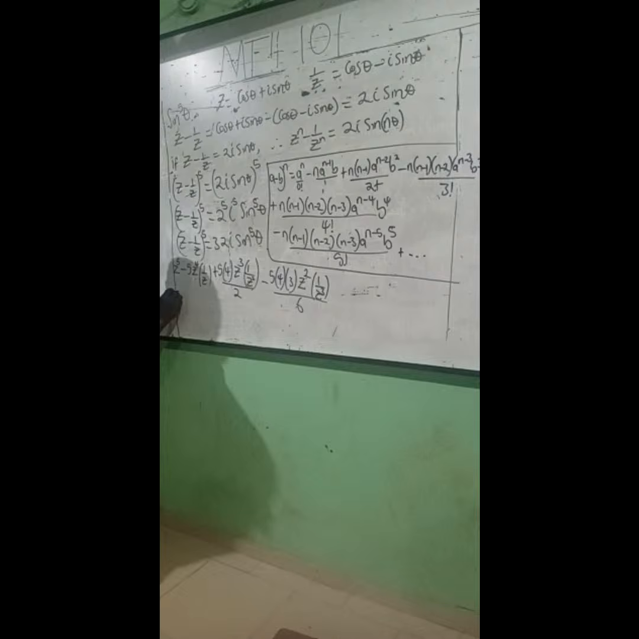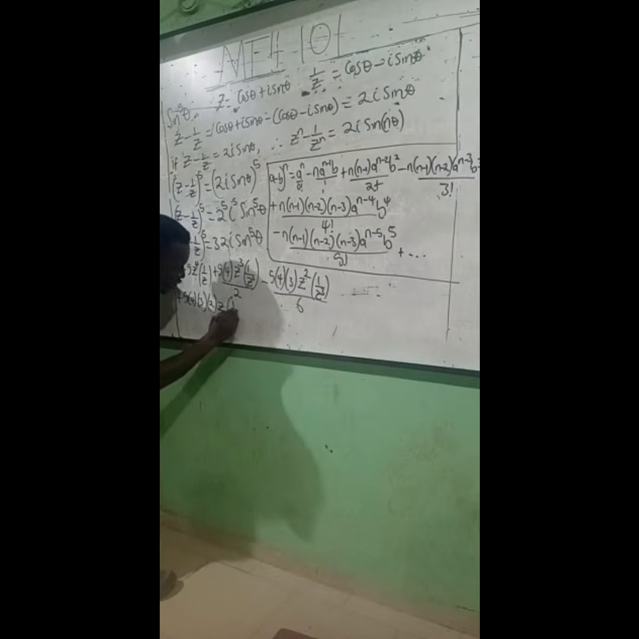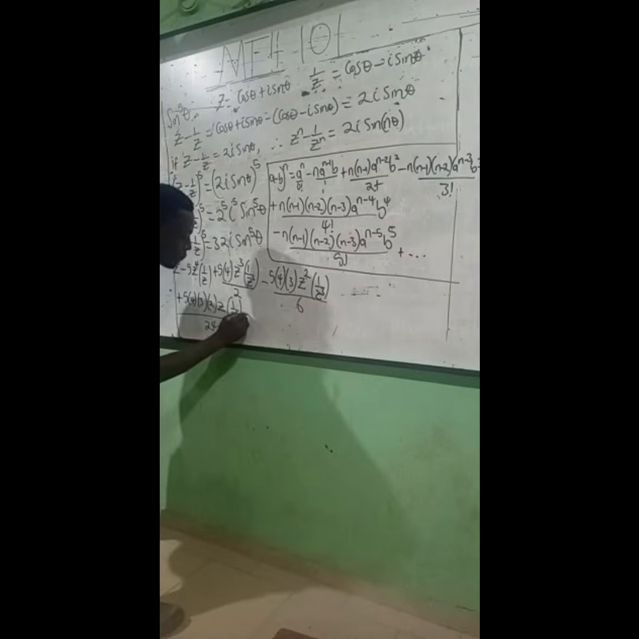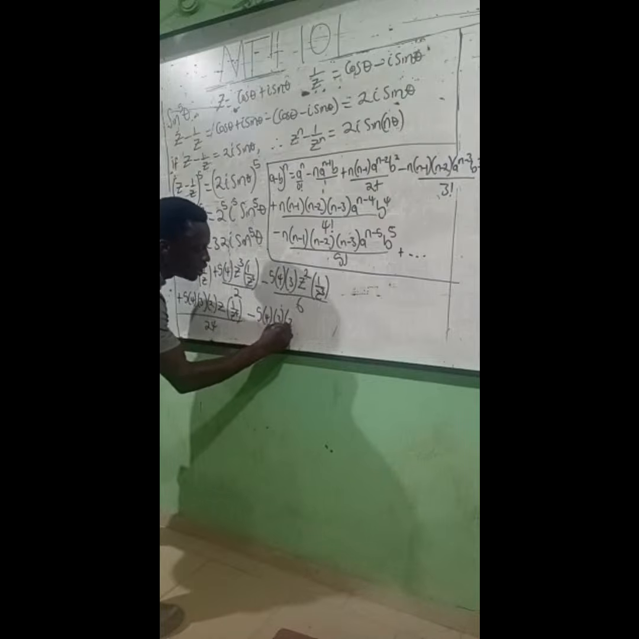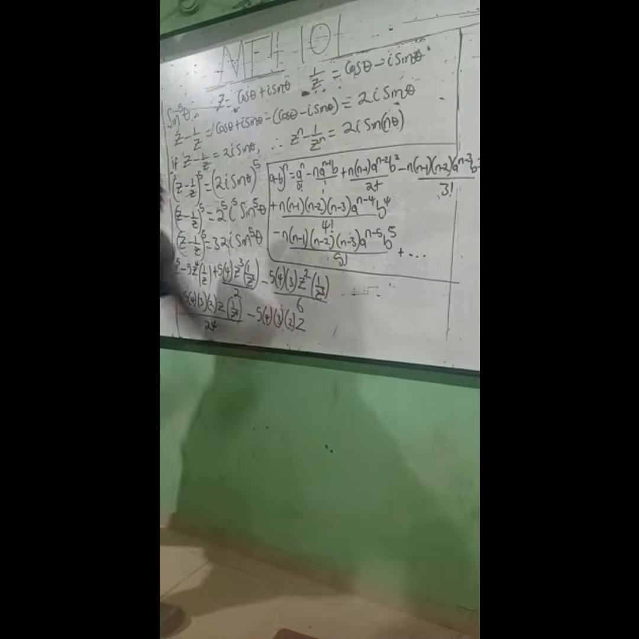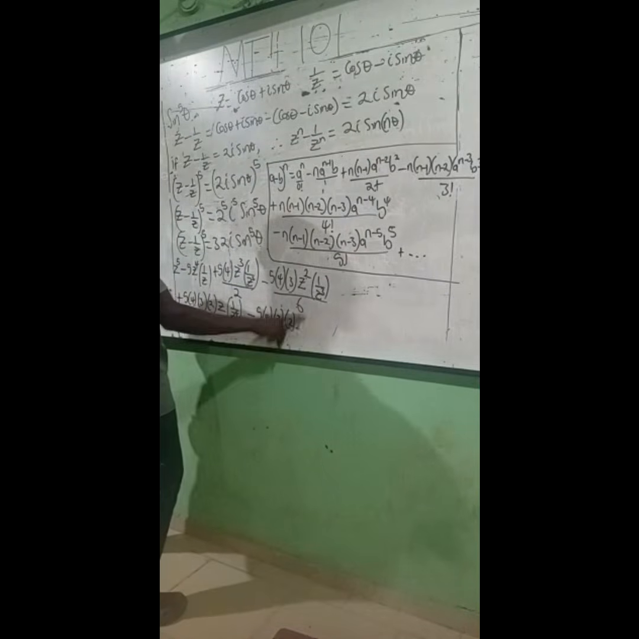Plus, minus, then the next one is plus n multiplied by 4 multiplied by 3 multiplied by 2 a, that's z raised to power 1, 5 minus 4, then b 1 over z 4 divided by 4 factorial. What's 4 factorial? 24. Then the last one minus 5 into 4 into 3 into 2 z 5 minus 5 is 0.